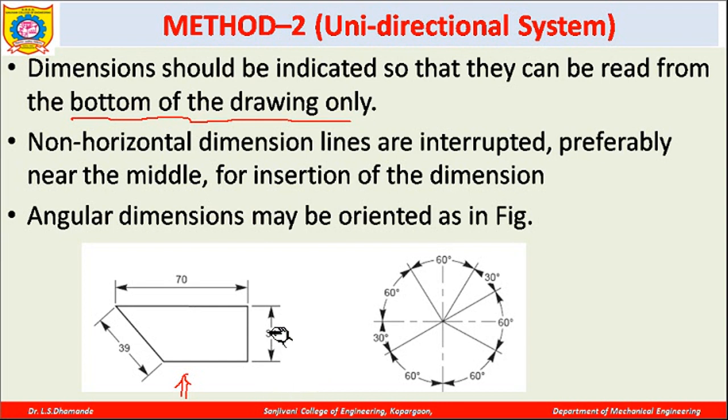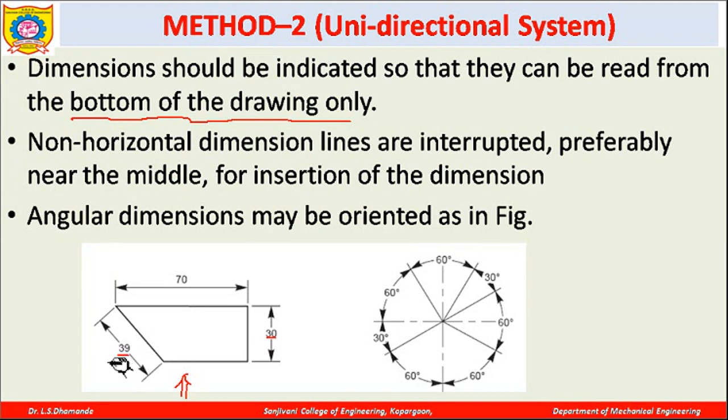So we have to remove some part of the dimension line from here and then write this particular number at the center. Similarly here, you remove some part of this dimension line and write this particular number at the center. So non-horizontal dimension lines are interrupted, preferably near the middle, for insertion of this dimension.